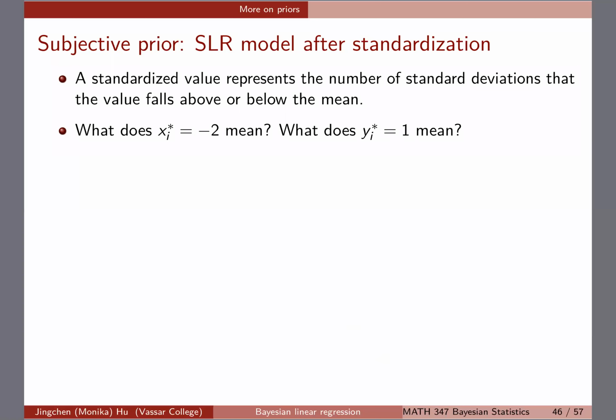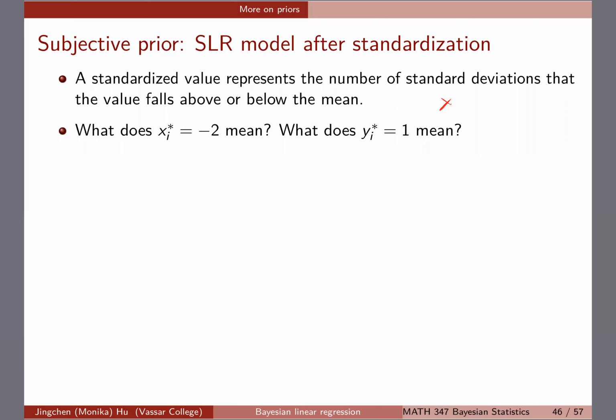before we get to the details of how to specify the prior, I do want to ask you to think about this. Once we do standardization, let's say X is the log income and Y is the log expenditure. When I put the star on those parameters or random variables, we're talking about the standardized version. So what do you think Xi star equals -2 means? And what does Yi star equals 1 mean? Again, once you do standardization, it represents the number of standard deviations that the value falls below or above the mean. So once we do standardization, what do you think this 2 represents?